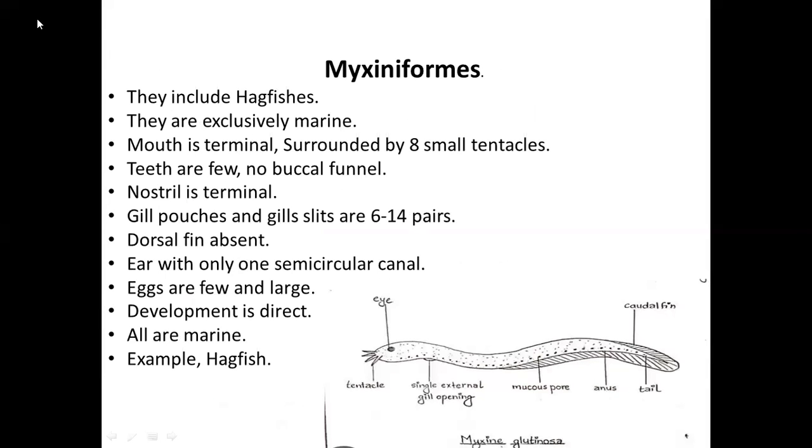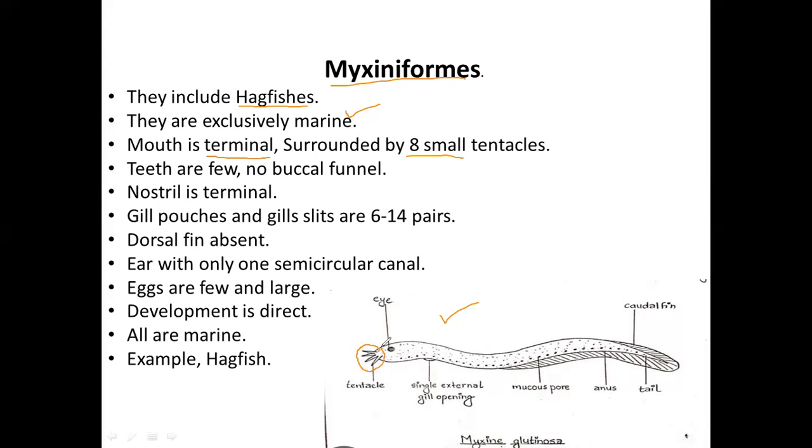Coming to the second division, that is myxiniforms. This is the diagram of Myxine. All the hagfishes come under the myxiniforms, and they are exclusively marine. Previously we saw petromyzontiforms, which live in either fresh water or marine water, but Myxine stays only in marine water. Coming to the mouth, they have a terminal mouth, whereas Petromyzon has a ventral mouth. In myxiniforms the mouth is terminal, and you can see 8 small tentacles.